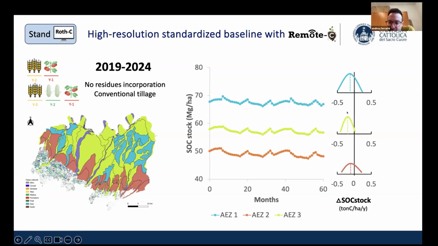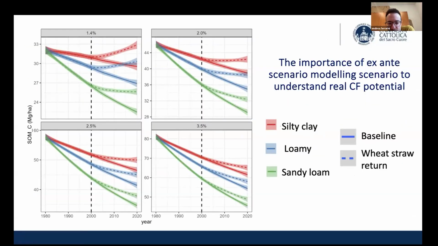And that's the baseline value, so the delta SOC change over the past 5 years. You see very different results. We are always losing, which is nothing surprising with conventional agriculture in our region. This is just a simulation that we launched yesterday, and we got the results early this morning. We classified the region in 4 soil organic matter classes, from low to high soil organic matter, for the main 3 soil types: silty clay in red, loamy in blue, and sandy loam in green.